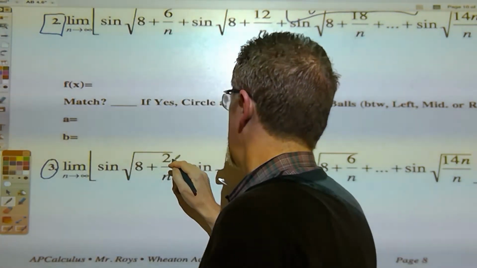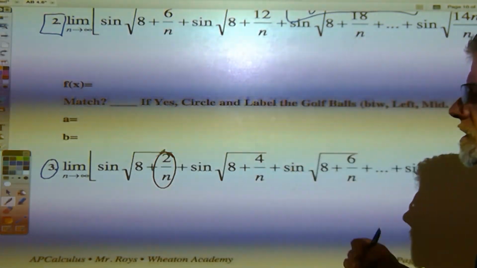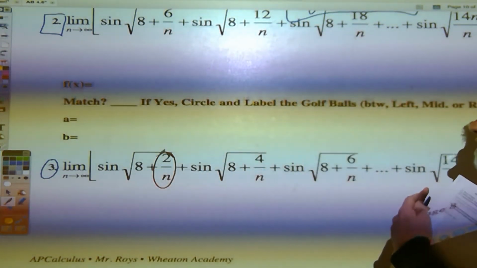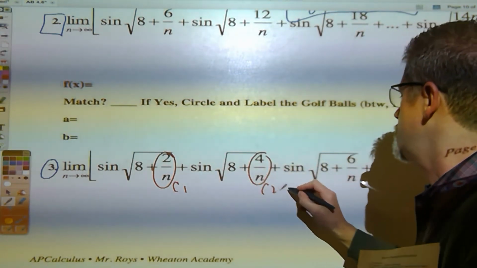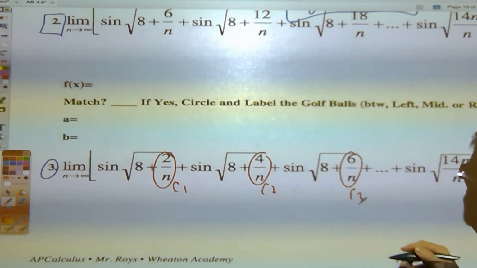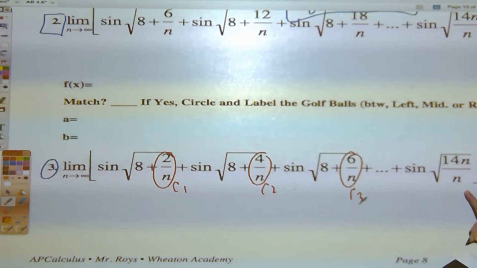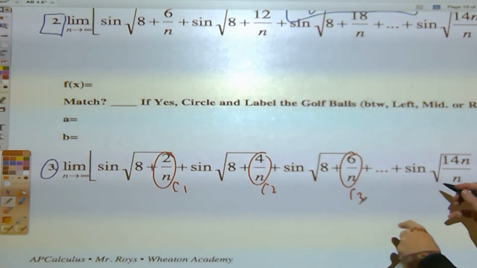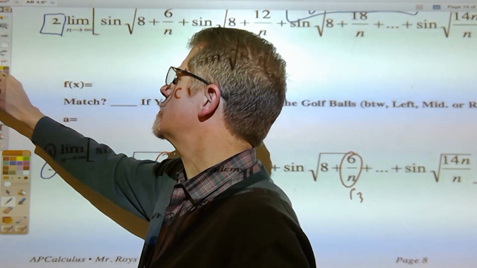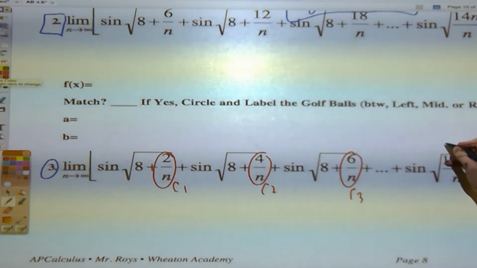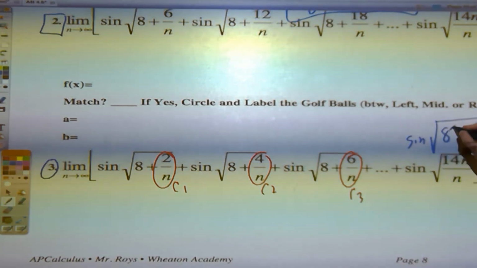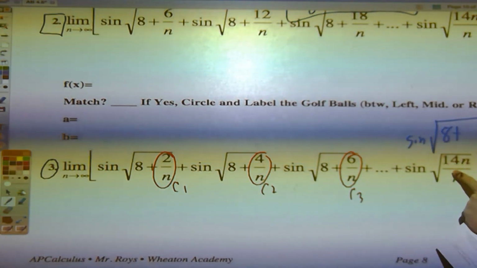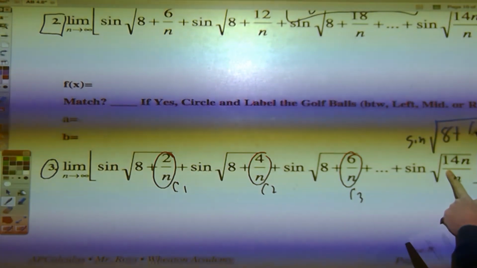Suppose we decide to make the pattern sine of square root of 8 plus golf ball. So C1, C2, 8 plus the golf ball, C3. And since this one doesn't have 8 plus, we have to rewrite it so that our circling pattern is consistent. So I'm going to rewrite this as the sine of the square root of 8 plus, let's see, 8 plus what is 14? Be 6. Why can't you just write 6?